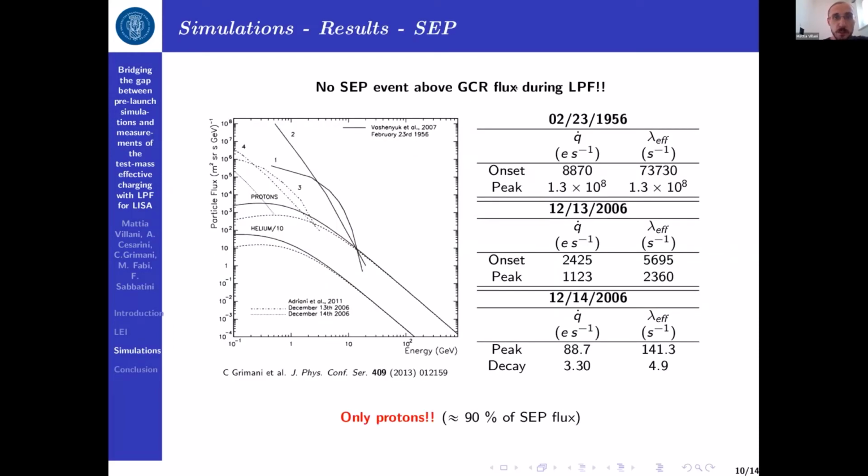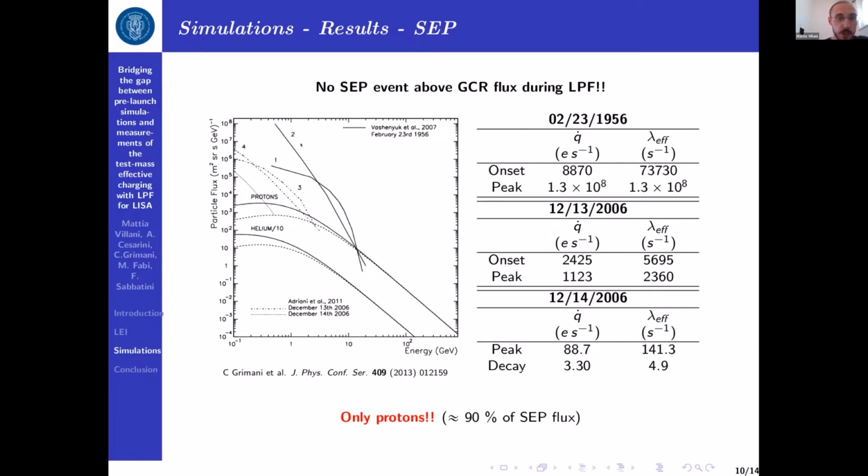During the LISA Pathfinder mission, no SEP event with a flux above the background of galactic cosmic rays was detected. So in order to test the effect of SEP on LISA, we had to consider three historical SEPs. We chose one from 1956, which is a very strong event measured on the ground with a neutron monitor, and two from 2006 measured in space by PAMELA, which are weaker.